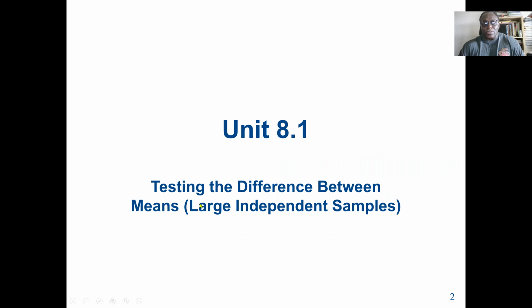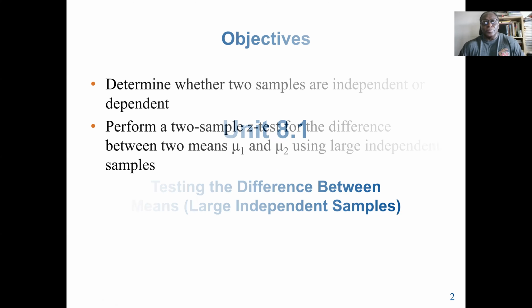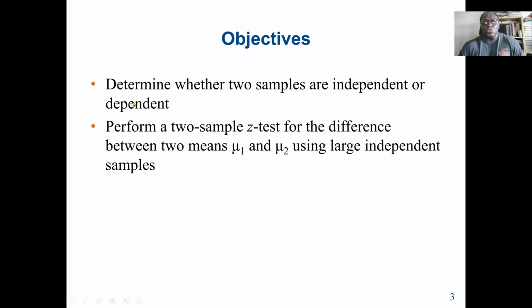So this lecture is about testing the difference between means, using large independent samples, at least two different, independent samples. Our main objective is to learn how to determine whether two samples are independent or dependent, and to learn how to perform two sample z-tests for the difference between two population means, mu1 and mu2, using large independent samples. In our next lecture, we will discuss small independent samples.